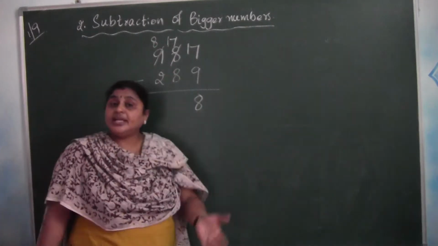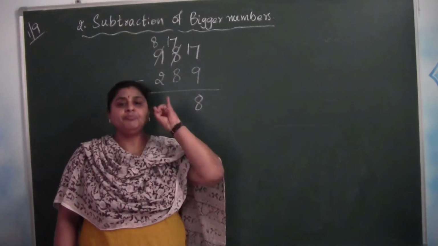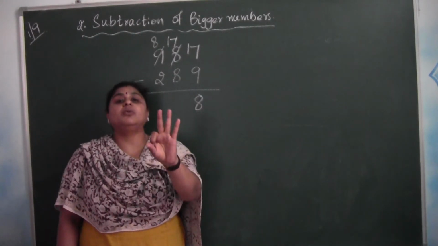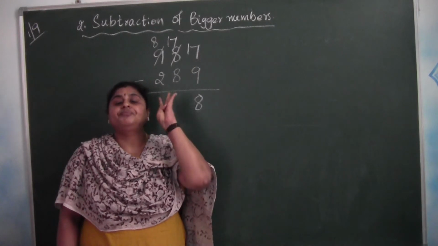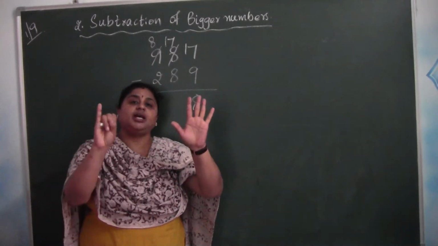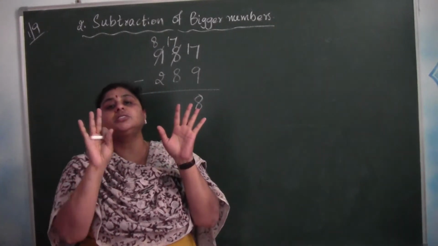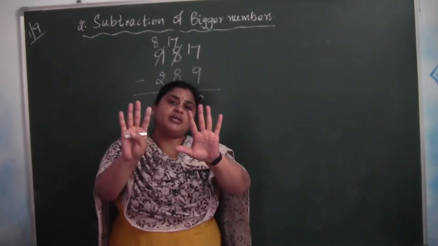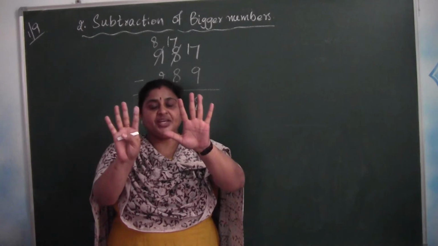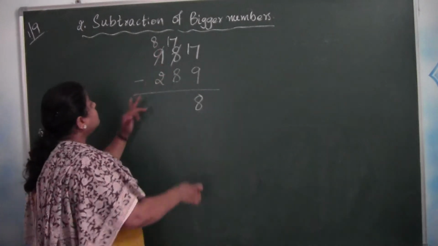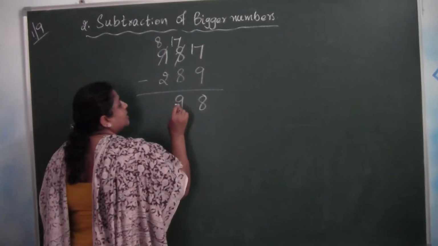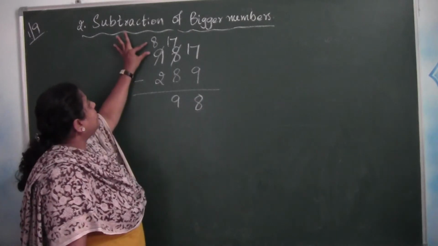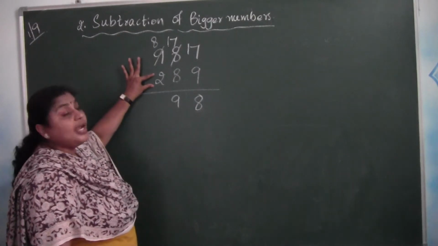Come on, start counting after 8. 9, 10, 11, 12, 13, 14, 15, 16, 17. How many fingers did I open, children? 9 fingers. So, 17 minus 8 is 9. Got it? Now, from 8, I have to take away 2.